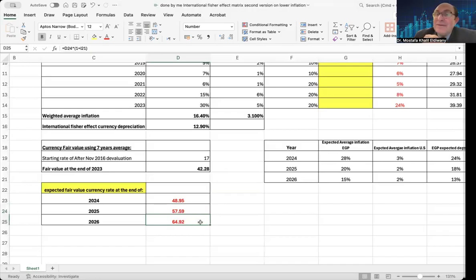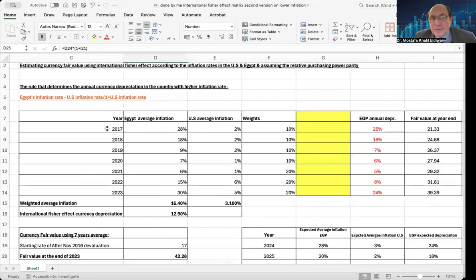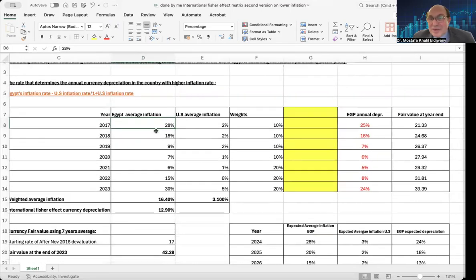Sometimes the government, if they have a lot of supply of dollars, can fix the rate, but this is not the fair value. To give you an example, after the Egyptian currency devaluation in 2016, the rate was in the range of 15.7 Egyptian pounds to the dollar. But over time the value went in favor of the dollar, from 21 to 24 to 26, because the average inflation in Egypt was higher than the average inflation in the US.